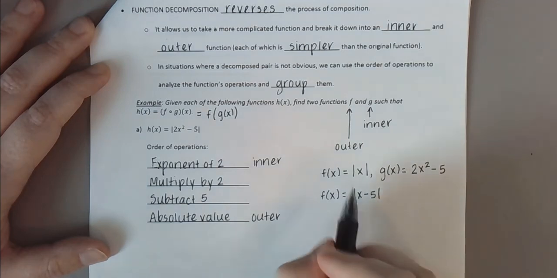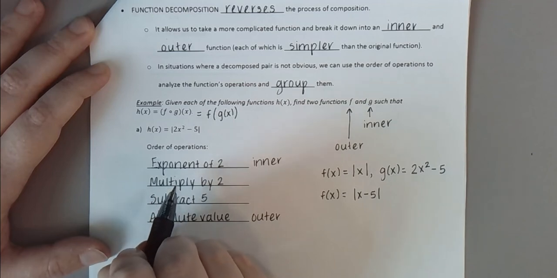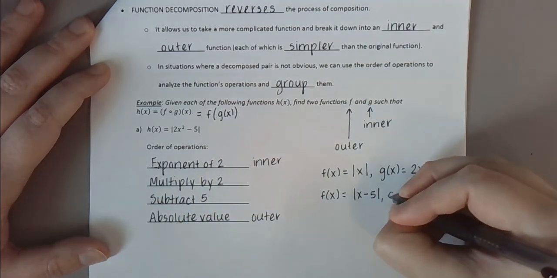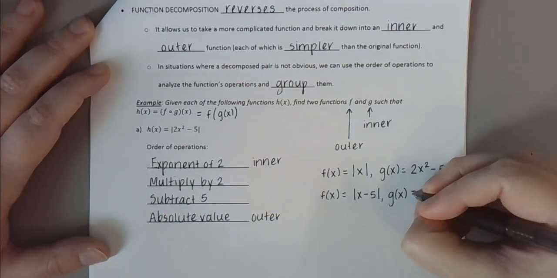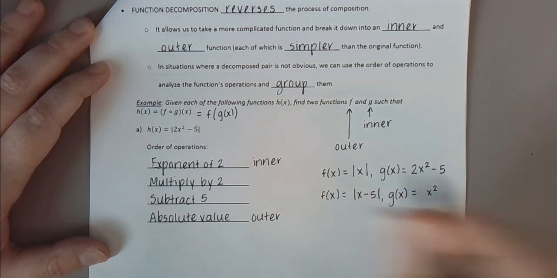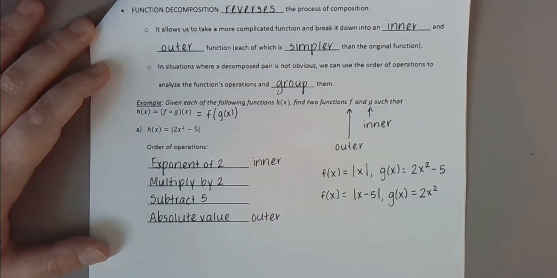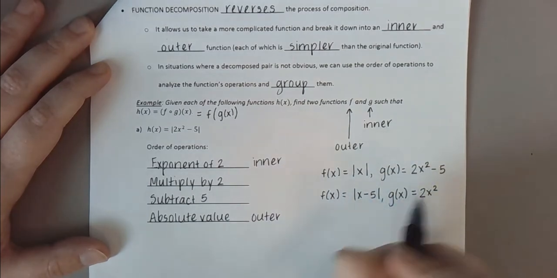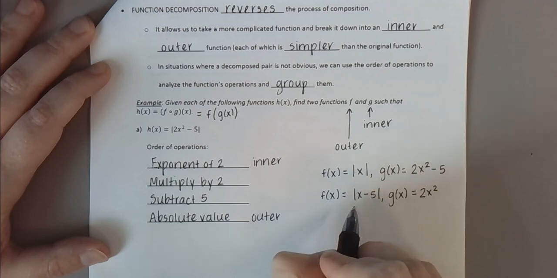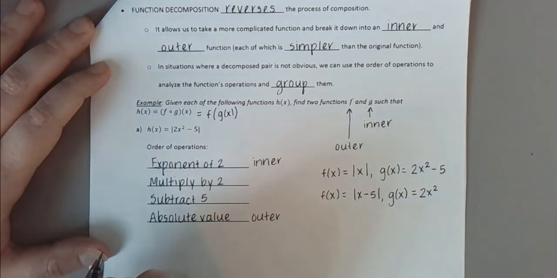Well, if that's our outer function, that means the inner function is only going to include the first two, not the first three operations. So our inner function would be the function that takes our input, applies an exponent of 2, so we would take x and we would square it, and then takes the result and multiplies by 2. So that would be another way of writing our inner function. What happens if we compose these two together? Well, this would become the input for f, this would replace our x, so we would have the absolute value of 2x squared minus 5, which again matches our original function.